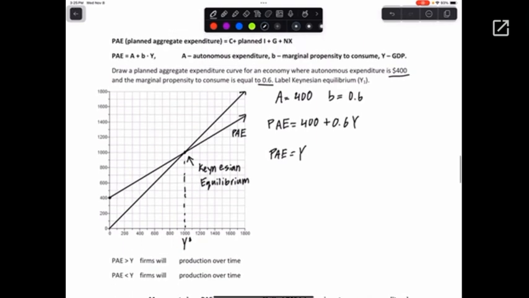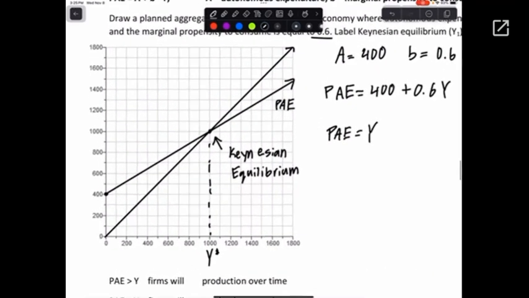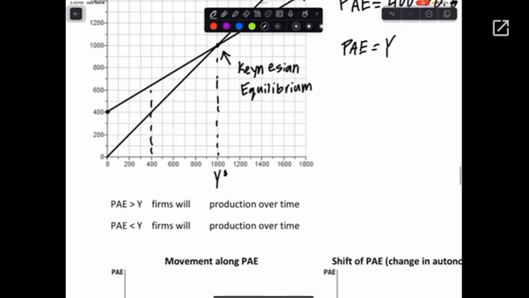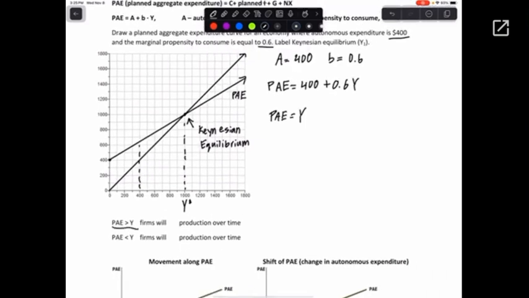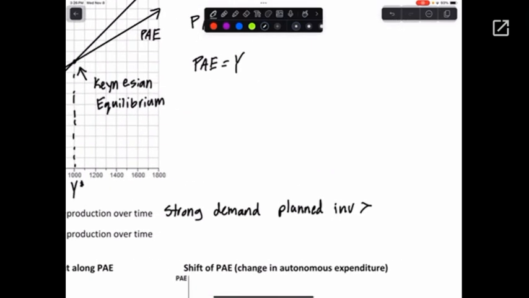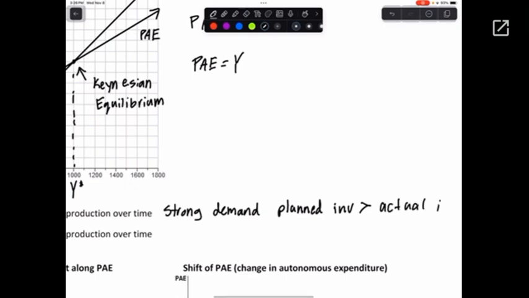And we're going to look at what firms will do over time. So let's say that output is right here at 400. At an output of 400, we can see that planned expenditure is greater than output right here. Because of this, firms will increase their production over time because there is a strong demand as planned inventory was greater than actual inventory.